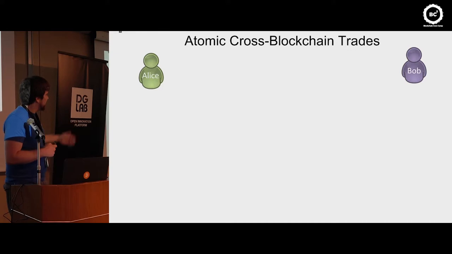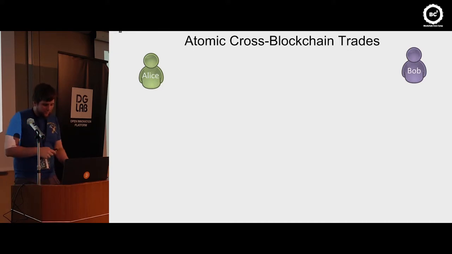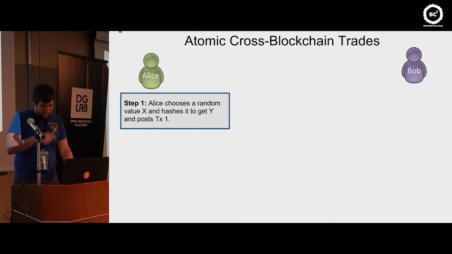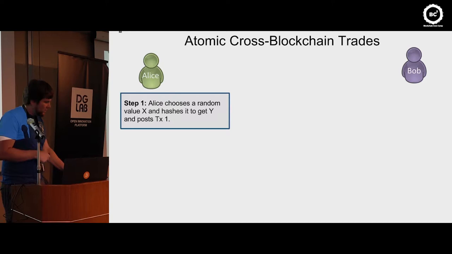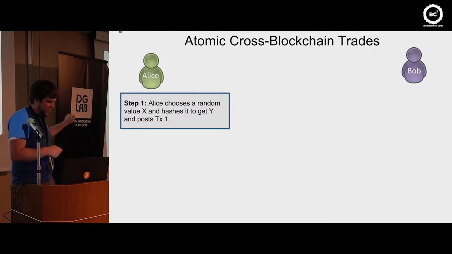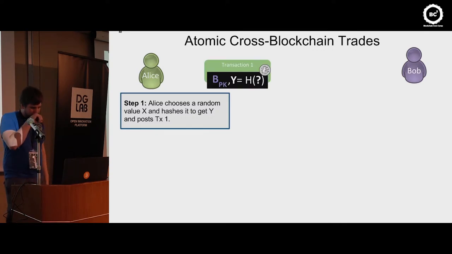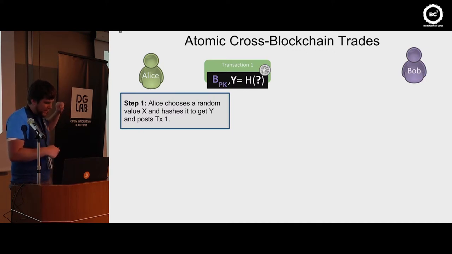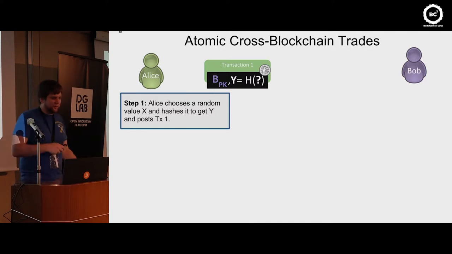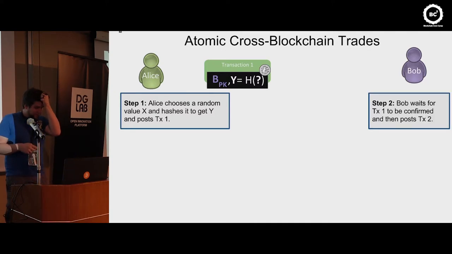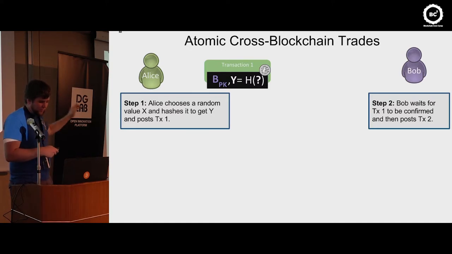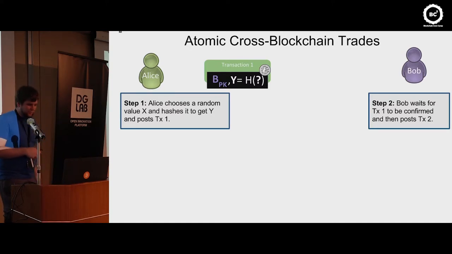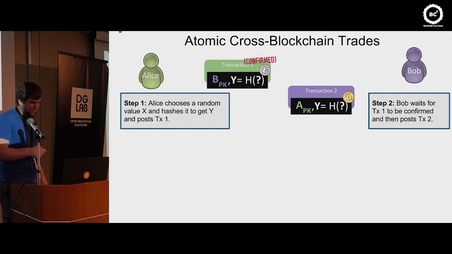So we're going to show how to use this in an atomic cross blockchain trade. First, Alice chooses a random value X and hashes it to get Y, and then posts a transaction 1 that requires X to spend. Bob waits for transaction one to be confirmed and then posts transaction two.